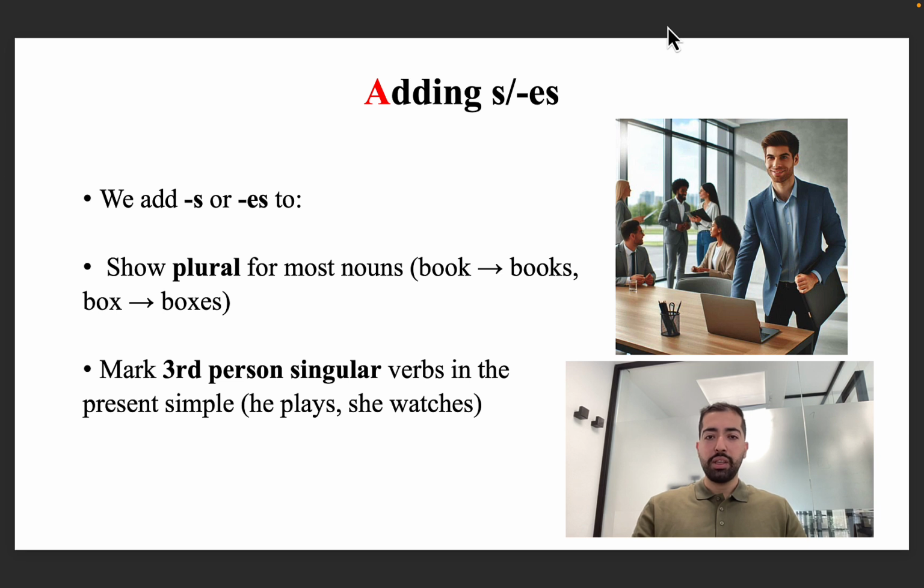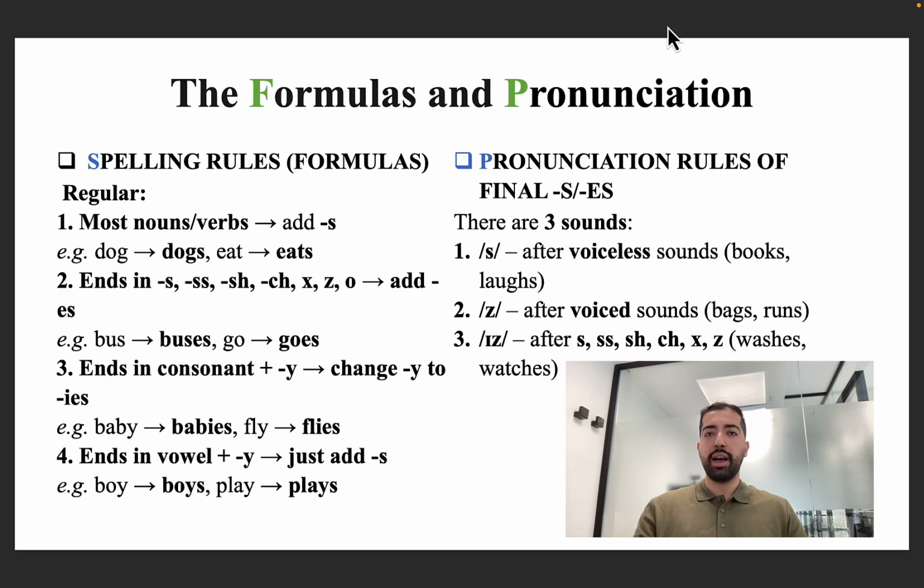Or sometimes we add s or es to mark the third person singular verbs in the present simple. For example, I play, you play, he plays. He is the third person singular, so we are going to add an s to the word play. Or for example, she watches. I watch, you watch, she watches. So these are actually the general rules that we have.